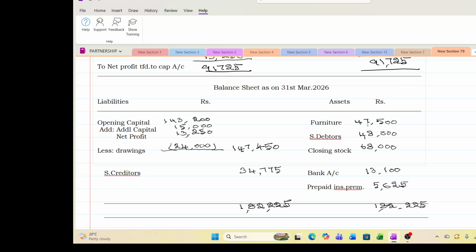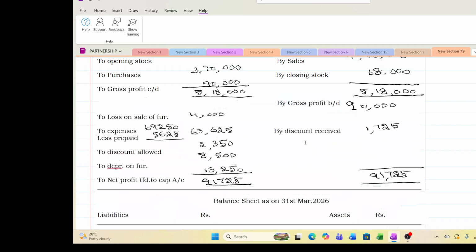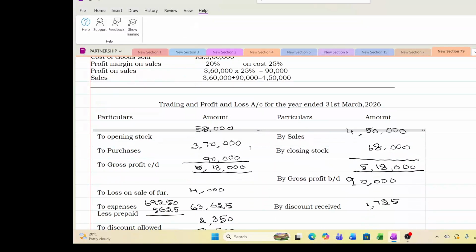See here, 47,500 was given in the sum. Debtor we found out. Closing stock was given in the sum. Bank account we found out. And insurance prepaid we calculated and brought it here. Okay. And capital was given already. Additional capital we have got. And drawings we wrote and creditors were given. Okay. Now let us close the trading account.